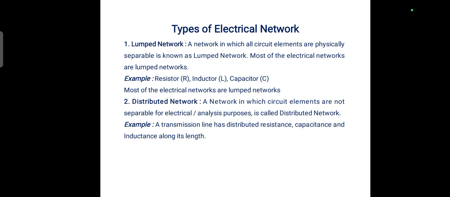But in a distributed network, we have a single component which has the properties of resistor, inductor, and capacitor. We cannot physically separate this. It is called a distributed network. A network in which circuit elements are not separable for electrical analysis purposes is called a distributed network. Example, a transmission line has a distributed resistance, capacitance, and inductance along its length.